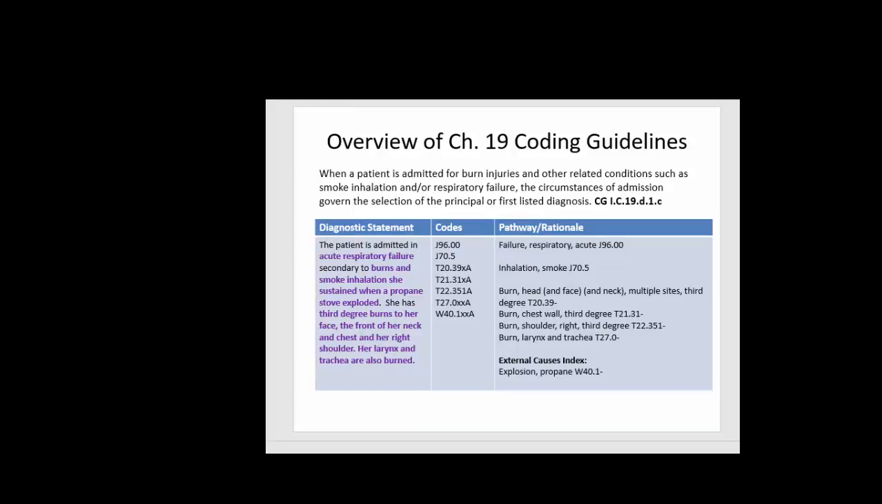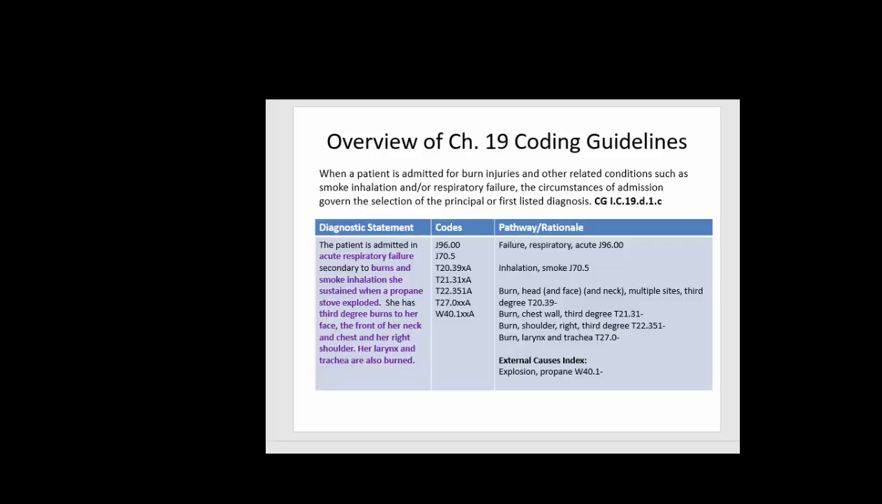The next guideline: for patients admitted for burn injuries and other related injuries, such as smoke inhalation or respiratory failure, the circumstances of admission govern the selection of the principal or first listed. The physician has stated that the patient is admitted in acute respiratory failure, so that's going to be your principal. The smoke inhalation I put next because I think the two are related.